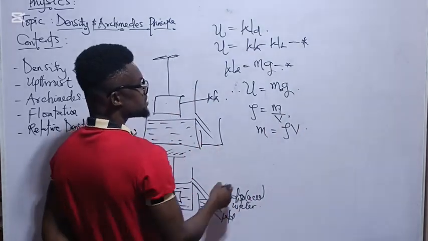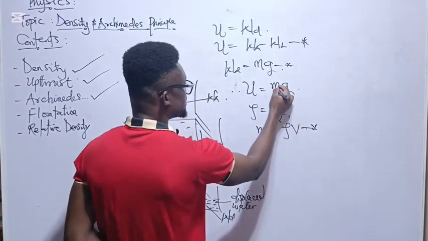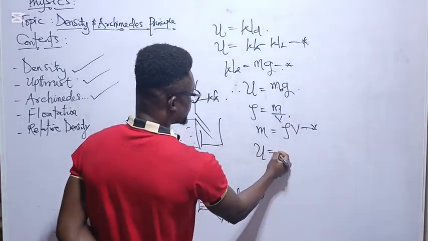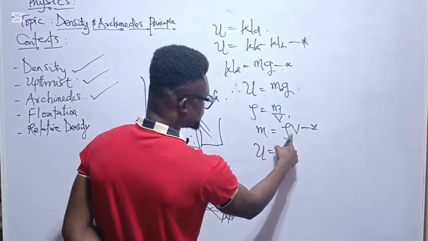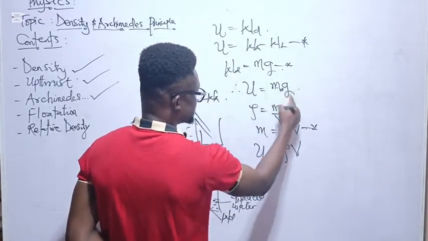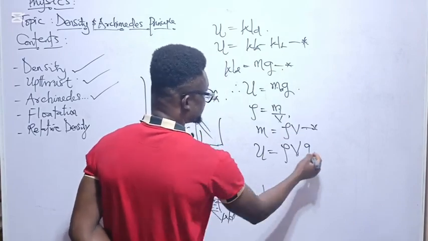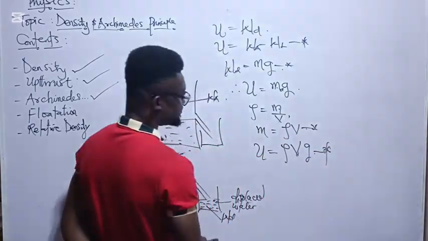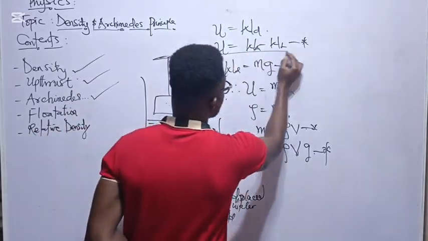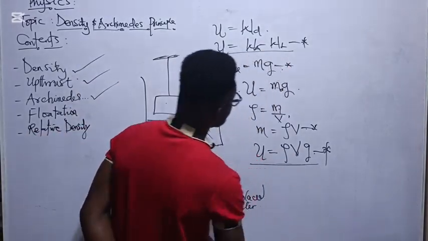Okay? Now, take this and substitute it here. You now have that upthrust is equal to mass, which is rho V times acceleration due to gravity. So this gives another formula for upthrust. Hence, we've generated two formulas for upthrust.